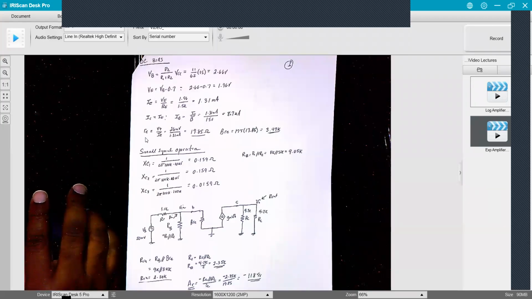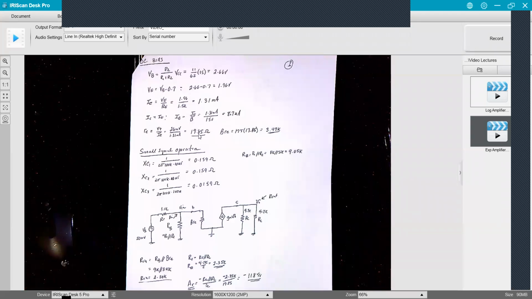And then we calculated this little re, which is 1 over gm, which we will need for our small signal operation, our small signal model. So re is the thermal voltage over IE, which comes out to 19.85 ohms, if I did not make a mistake in the arithmetic.